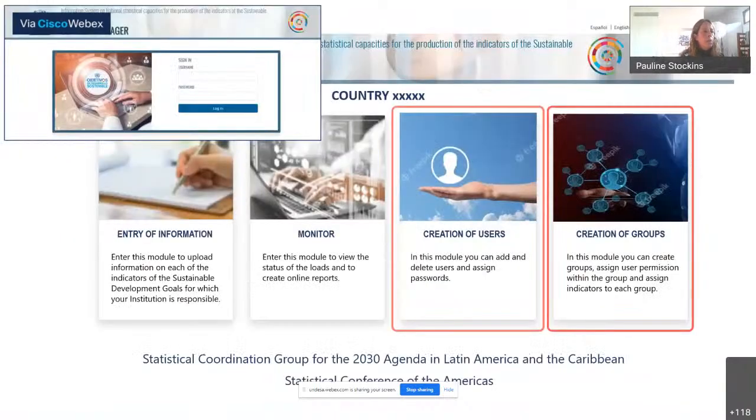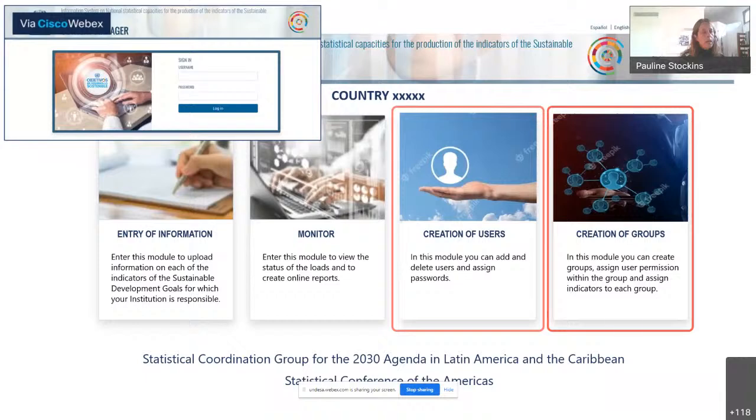Regarding the information system on national statistical capacities, here we can see a part of the system. After signing up, you enter the homepage and you will find 4 models. One is for entering the information by indicators. One is to see online reports. Another one is to create users. And the last one is to create groups.